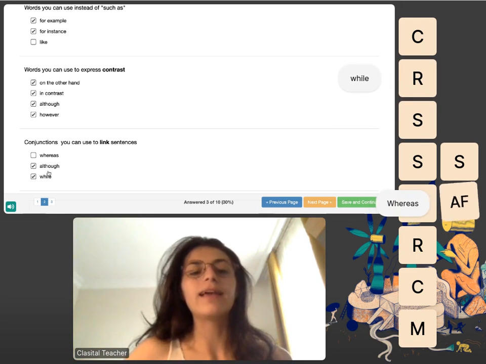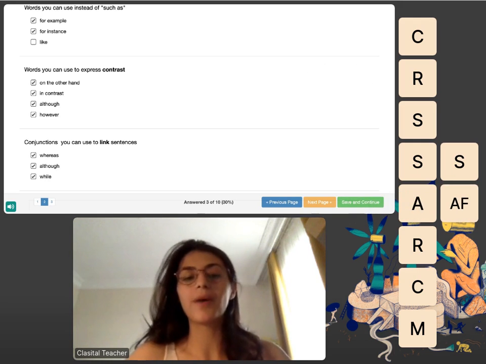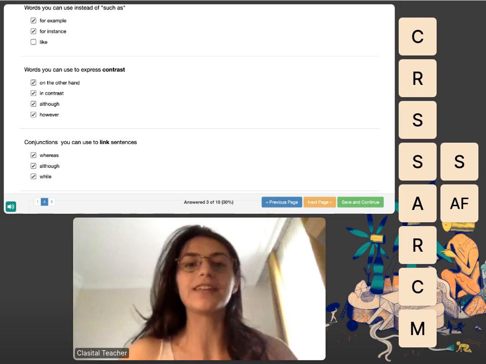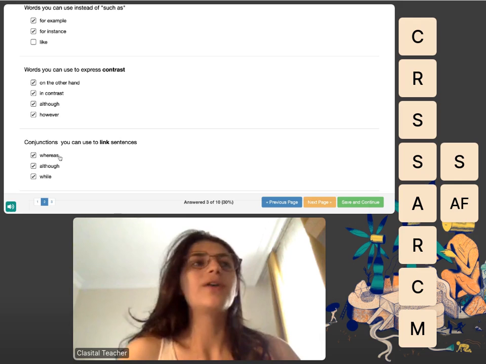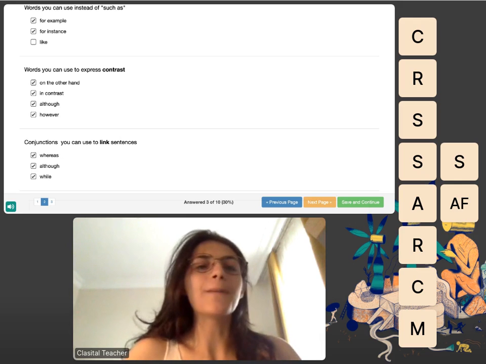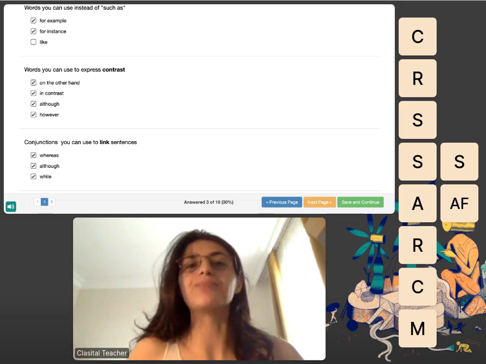Yes, we can use while and whereas too, others too, definitely. Because they both, again, connect two sentences to one another. And whereas gives that contrast too. So, for example, you can say some people like the option A, whereas others like the option B.